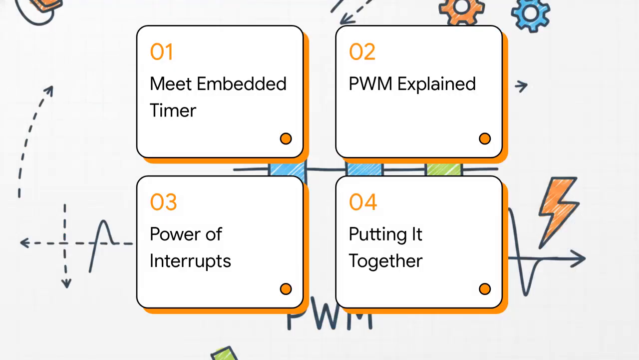So, let's map out the four foundational building blocks we're going to explore today. First, we'll meet the embedded timer. Second, we'll get pulse width modulation explained. Third, we'll look at the sheer power of interrupts. And finally, number 4, we'll put it all together.